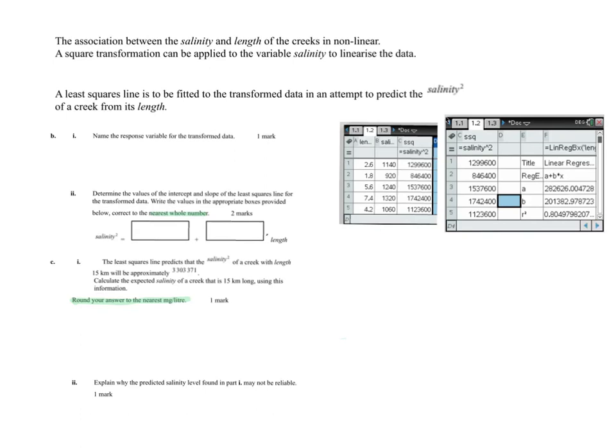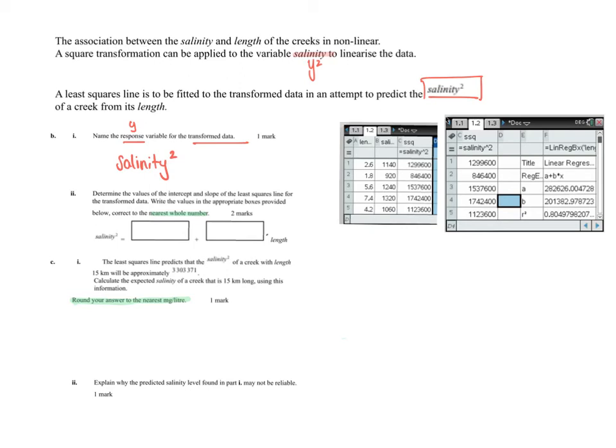All right, the association between the salinity and the length of the creeks is non-linear. Yeah, we can see that there was a curve. A square transformation can be applied to the salinity. So they're doing a y squared transformation. And the least squares line can be fitted to the transformed data to attempt to predict the salinity squared of the creek from its length. The name of the response variable for the transformed data, so response means y, will be salinity squared.